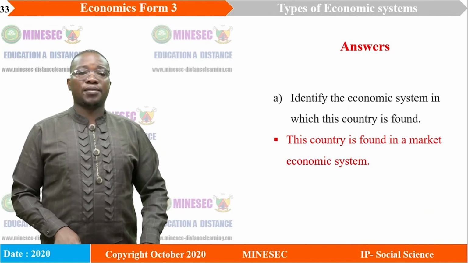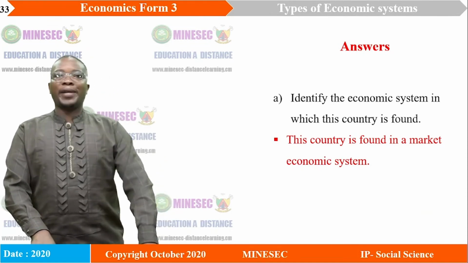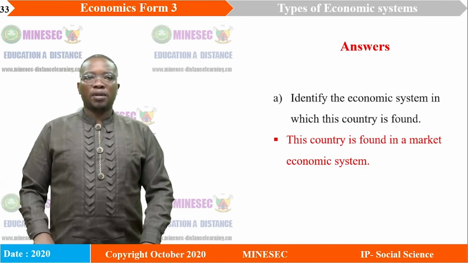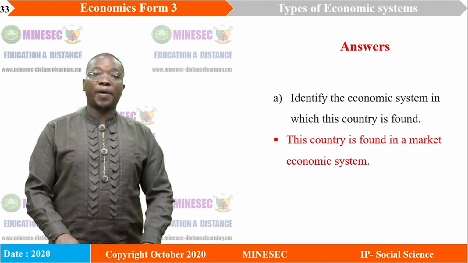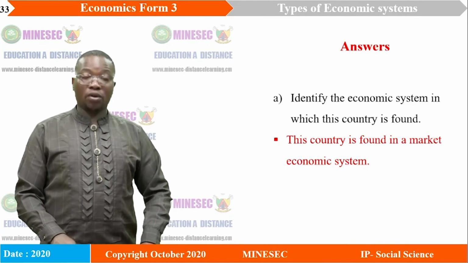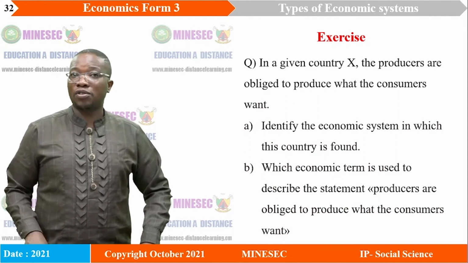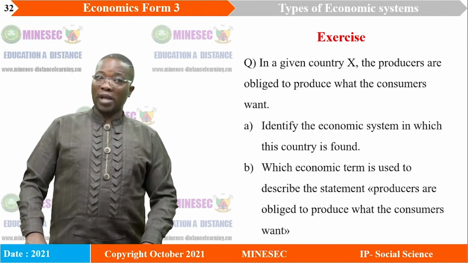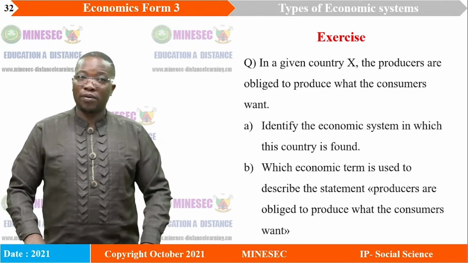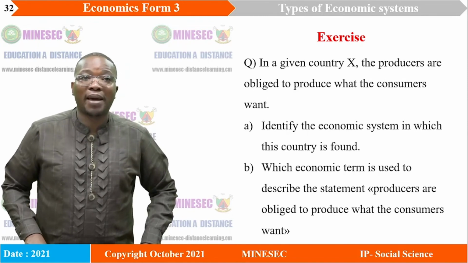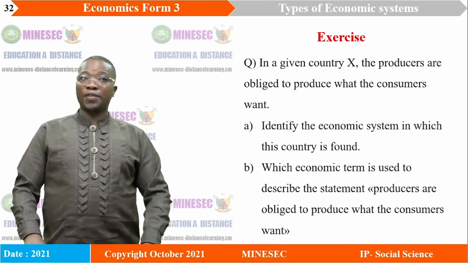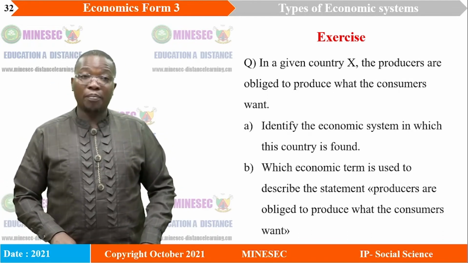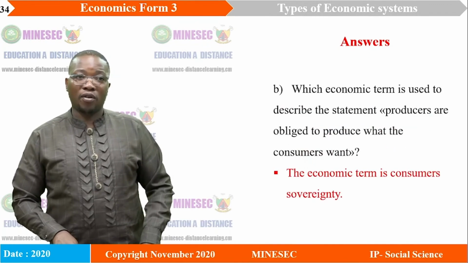As answers, A: we should identify the economic system in which this country is found. We will observe that this country is found in a market economic system. In a given country X, the producers are obliged to produce what the consumers want. That already brings out one of the characteristics, like when we mentioned consumer sovereignty; it brings out one of the characteristics of a market economic system.